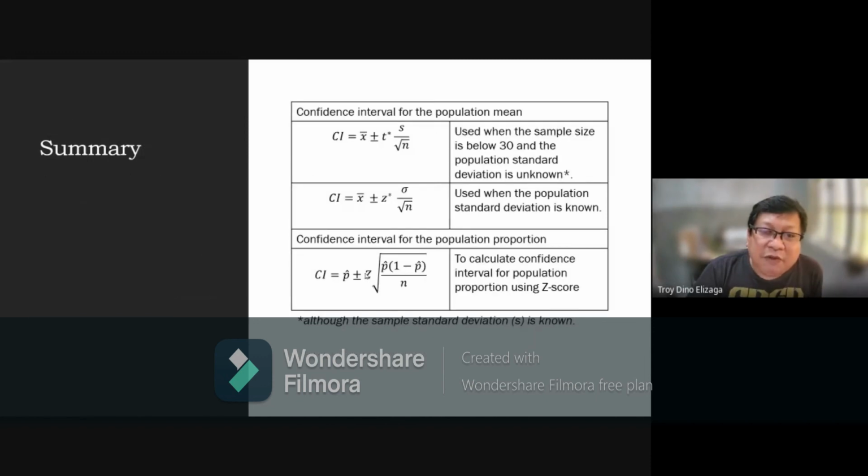To summarize, these are the formulas that we've been using. There are two groups of formulas: confidence intervals for the population mean and confidence intervals for the population proportion. For the confidence interval for the population mean, there are two variations depending on whether the population standard deviation is given or whether only a sample standard deviation is given. Also important is that the sample size is at least 30 if only the sample standard deviation is given.